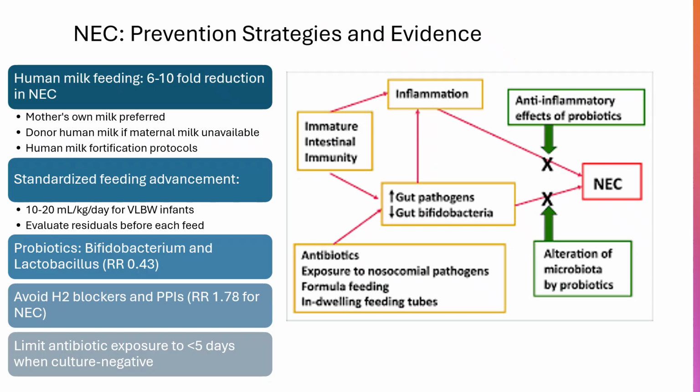Probiotics show promise with a relative risk reduction to 0.43 for Bifidobacterium and Lactobacillus strains. However, quality control remains problematic. Pharmaceutical-grade preparations are essential because contaminated products have caused lethal infections in premature infants. Avoiding H2 blockers and proton pump inhibitors maintains the natural gastric acid barrier against bacterial overgrowth. These medications increase NEC risk by 1.78-fold because they eliminate the stomach's natural defense mechanism against harmful bacteria.